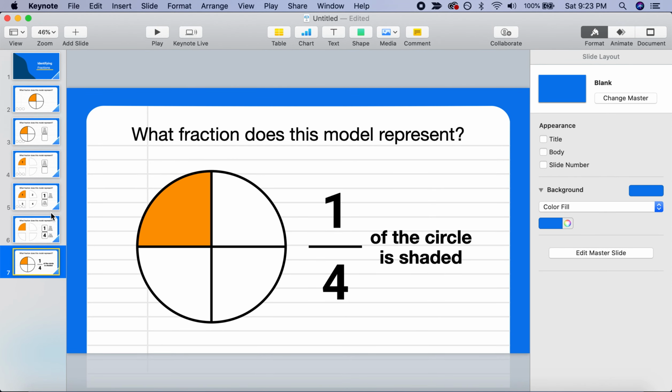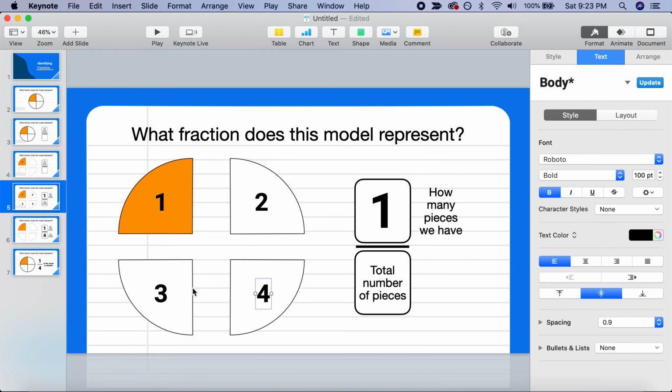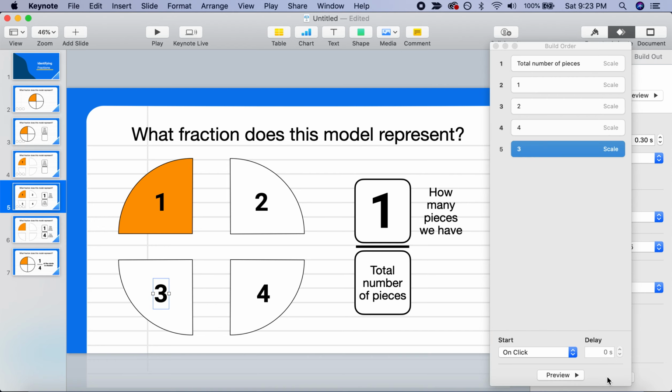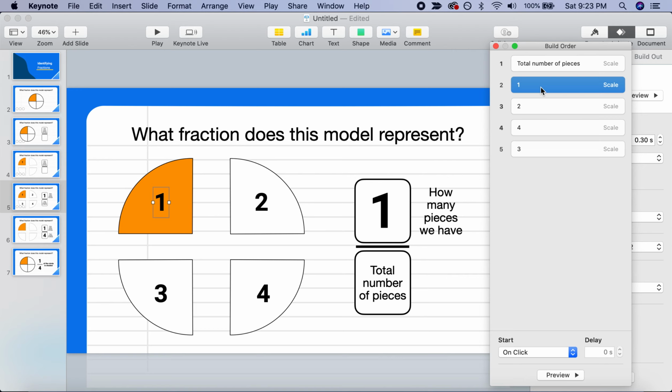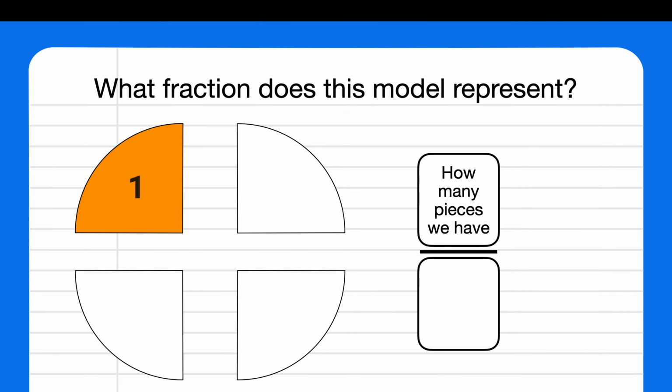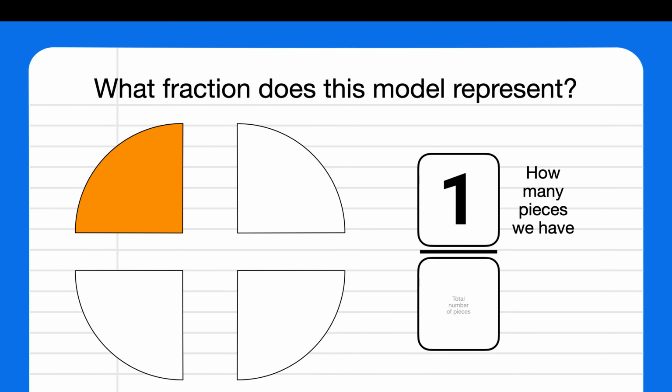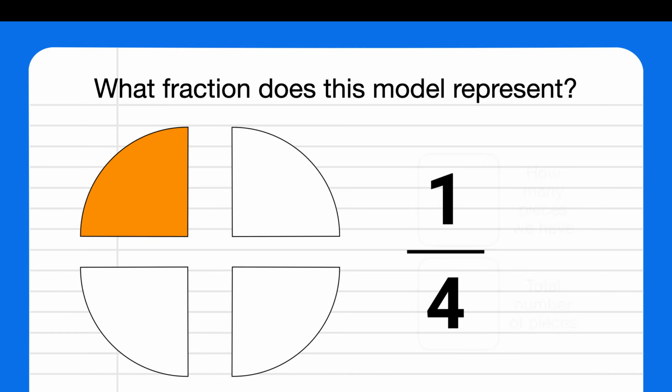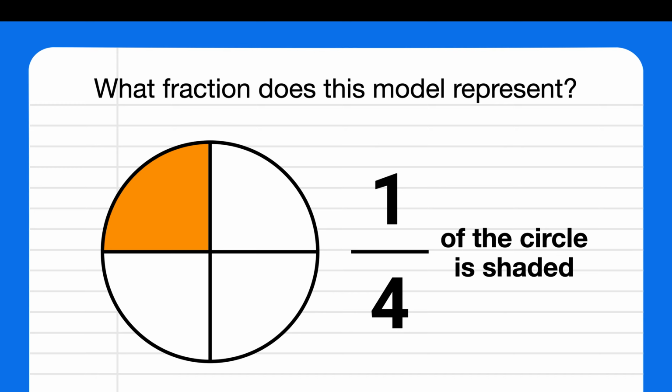All right, and so you might have noticed that was almost perfect, but there's one little glitch right here where the 4 appeared before the 3. So we'll fix that in the Animate tab, Build Order, and yep, there you can see it was 1, 2, 4, 3. I made a mistake. So let's drag that into the correct order. 1, 2, 3, 4. There we go. And so we could just check that it now plays correctly. So there's the numerator. Then we have 1, 2, 3, 4 pieces for the denominator. 1/4 of the circle is shaded.